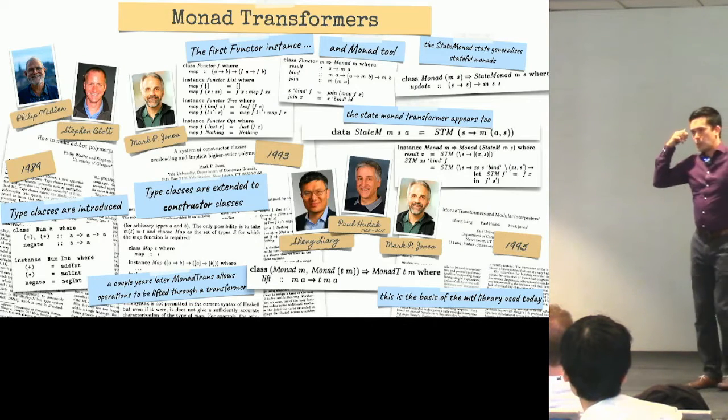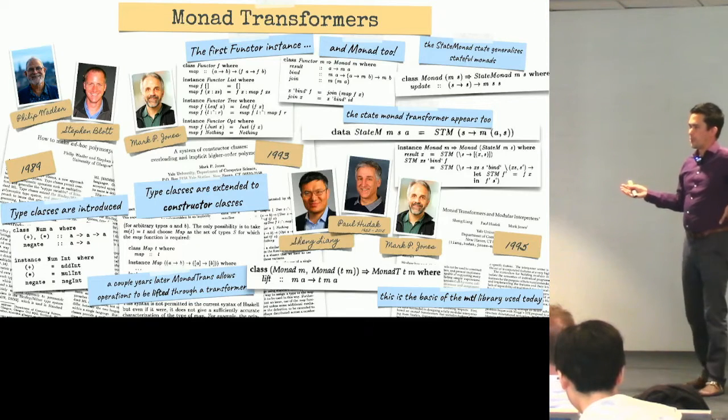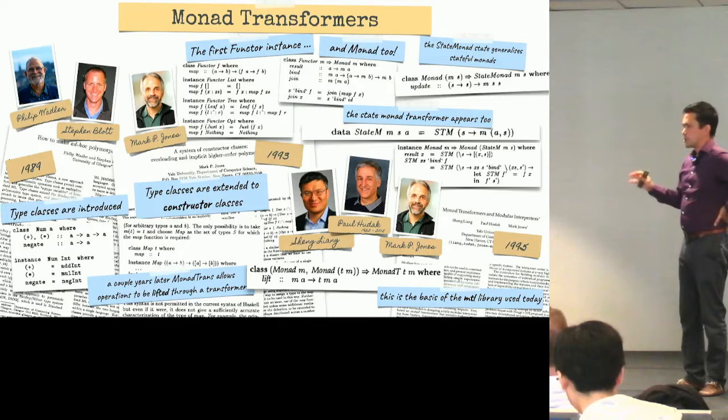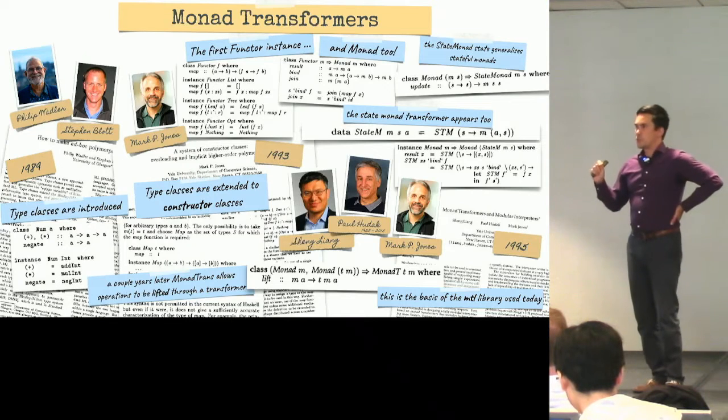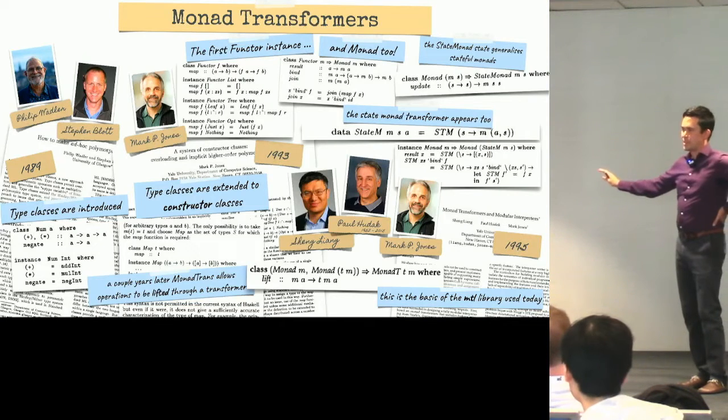So MTL, I think, sort of ruled the Haskell effect scene for about a decade from this point, relatively untouched. The slight wrinkle, whether we should be using functional dependencies or type families, came a little bit later. But for a very long time, this was the standard that everybody used.